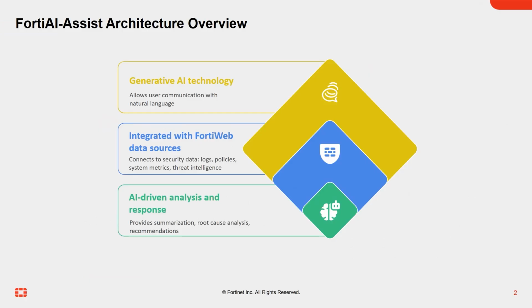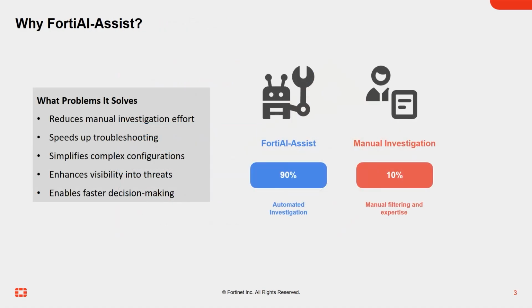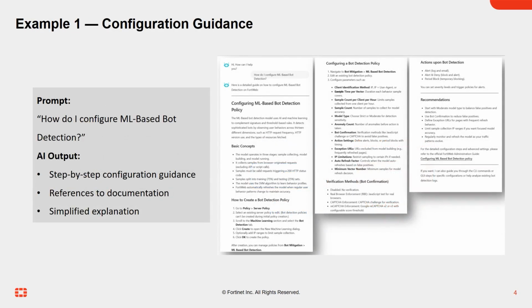FortiAI-Assist, powered by generative AI technology, acts as an intelligent layer on top of FortiWeb. It connects to logs, system data, and threat intelligence, allowing you to interact using natural language and receive actionable insights instantly. Traditional operations often require manual investigation and deep expertise. FortiAI-Assist helps reduce that effort by automating analysis, speeding up troubleshooting, and simplifying complex configurations, so you can make faster, more informed decisions. Let's take a look at specific usage examples.